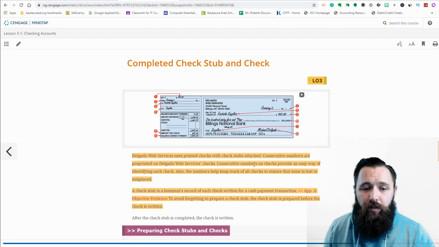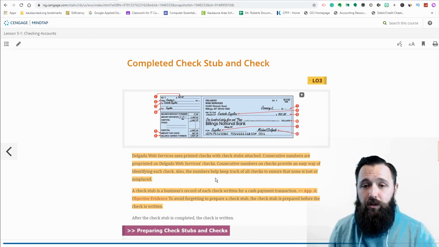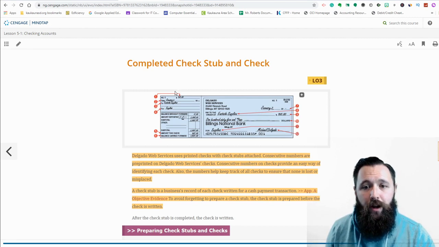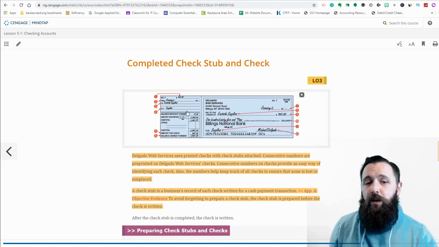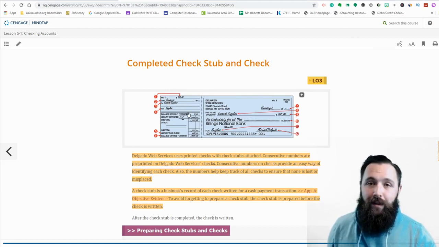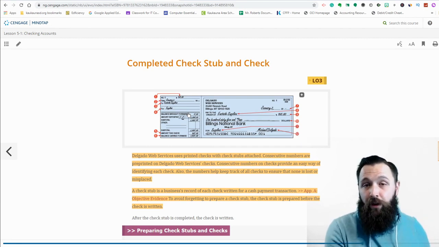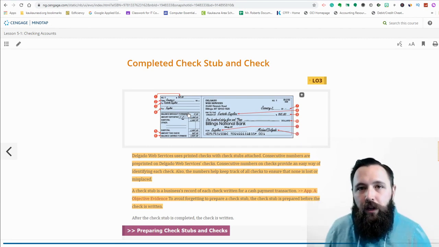It says consecutive numbers are on checks, providing an easy way of identifying each check. The numbers help keep track of all checks to ensure none are lost or replaced. So you can see here that it says number 1 up on the top right and number 1 up on the top left. This is showing that this is check number 1. Now, why is that important? Well, we use them in order. So if we have a record for check number 1, check number 2, and check number 4, where the heck did check number 3 go?